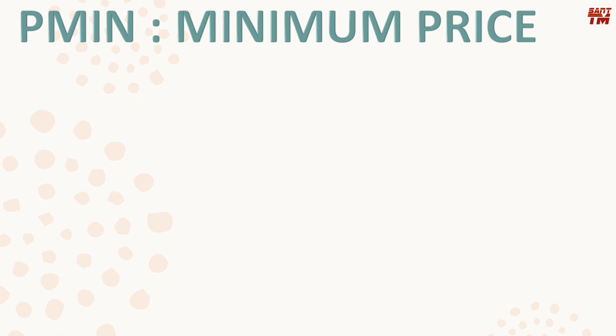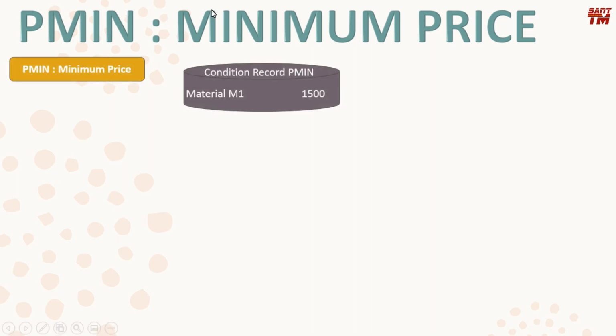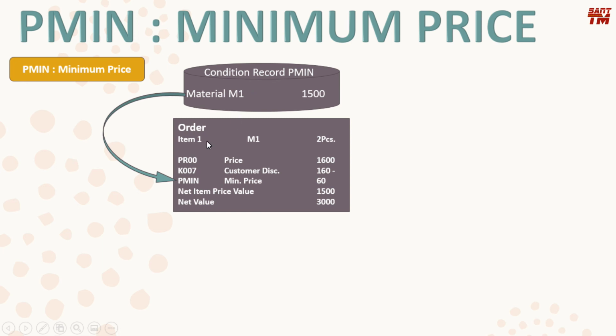Now next is PMIN, that is minimum price. Let us see it through simulation. PMIN is the minimum price. The condition record of PMIN says material M1 minimum it should be sold for 1500 euros. Minimum 1500 euros has to be taken from the customer if material M1 is being sold. Okay. The order has been placed of item number 1 of material M1 for 2 pieces. That means if minimum material number M1 has to be sold at 1500 per piece, then 2 pieces would be sold at 3000. Okay. This we infer from this first statement.